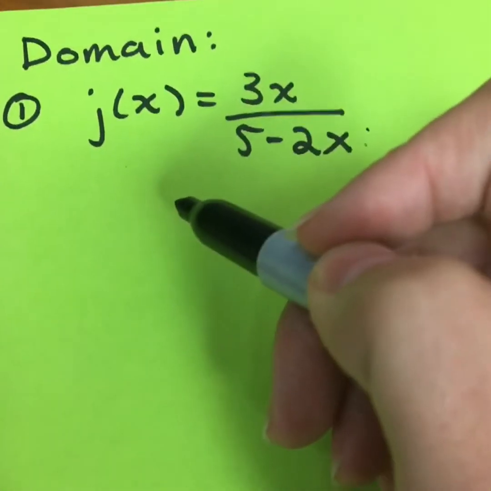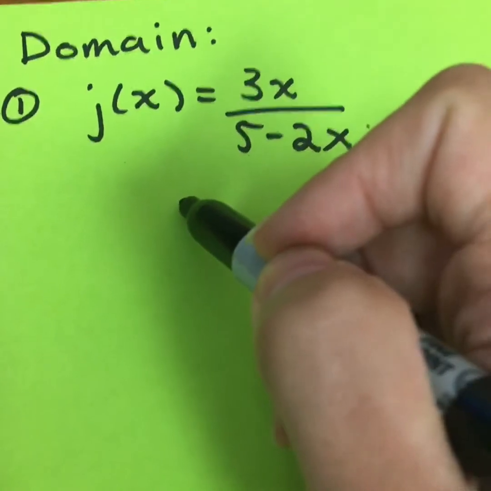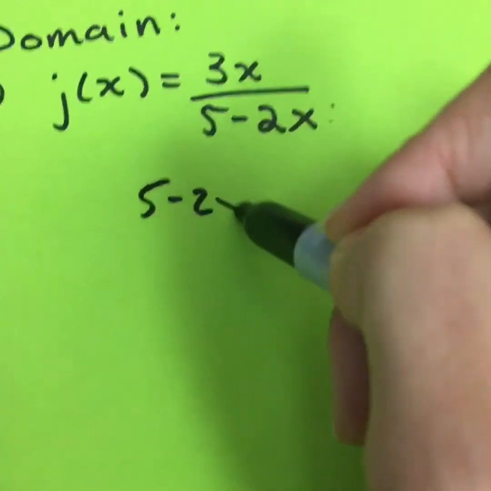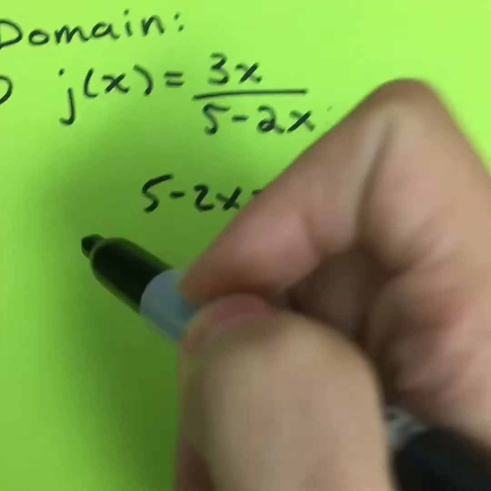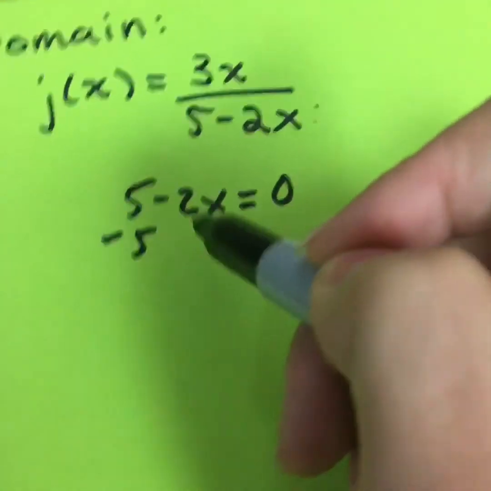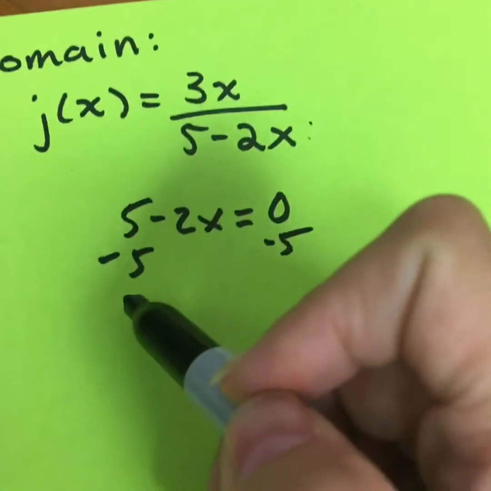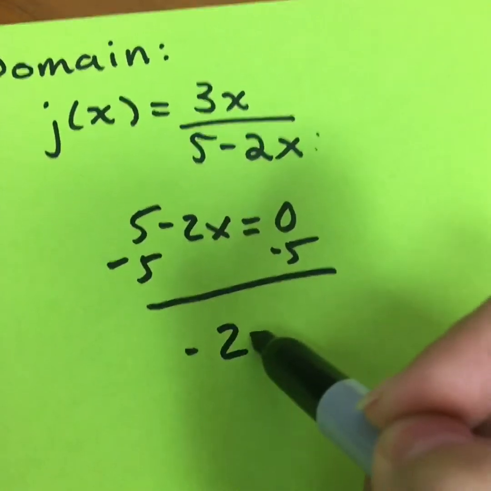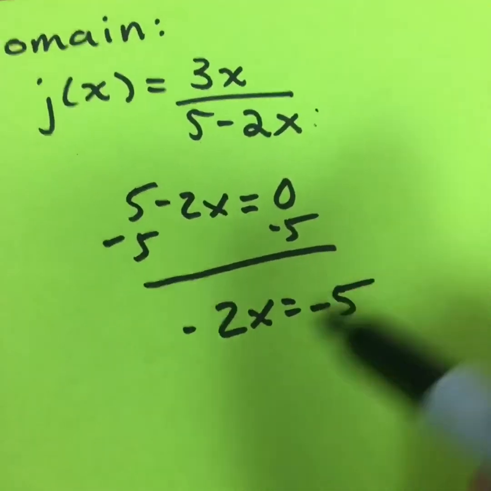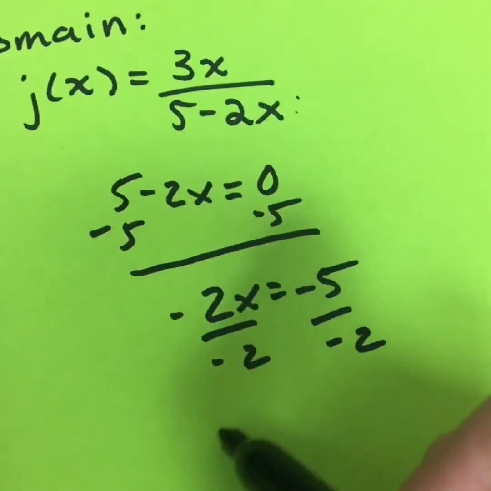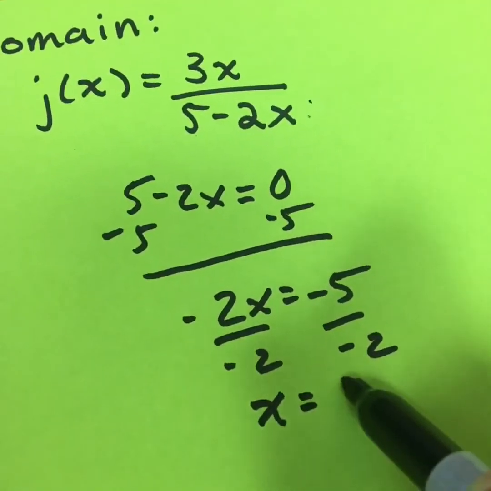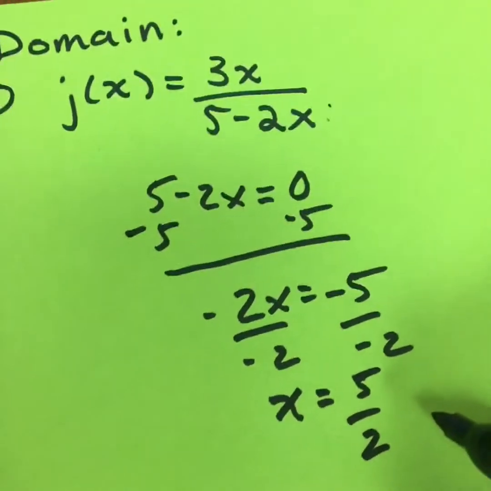So if we run into the case where we do have a rational expression, what we're going to do is set whatever is in the denominator equal to 0 and then solve for that value. So I'm going to subtract 5 from both sides of the equation. We get negative 2x is equal to negative 5. Divide both sides by negative 2. And what this tells us is that at 5/2, we get 0 in the denominator.